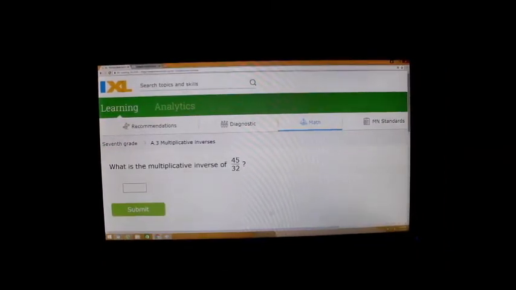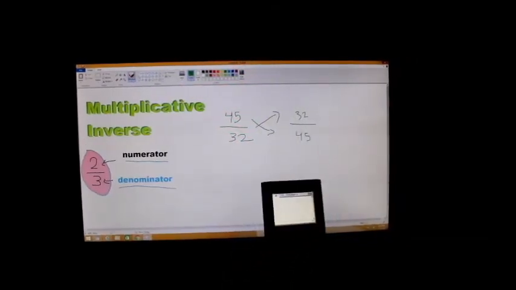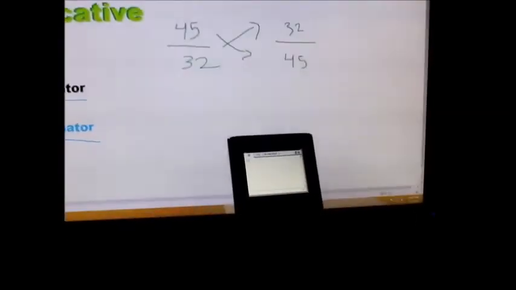What is the multiplicative inverse of 45 over 32? The question is asking us what the multiplicative inverse of 45 over 32 is. All we have to do is switch the position of these two numbers. Therefore, 32 goes on the top and 45 goes on the bottom. Let's see if we can reduce the number. 32 divided by 45 is the answer. We can't reduce it anymore, so 32 over 45 is the answer.